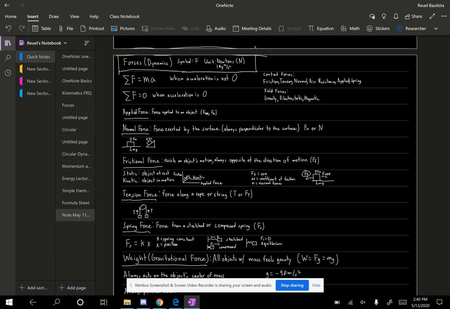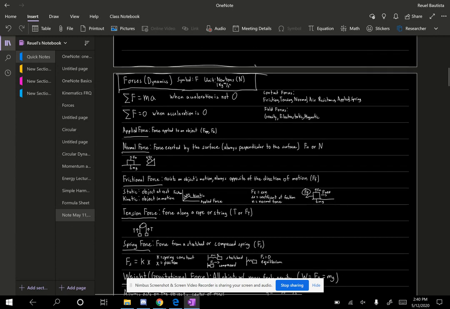So again, this is super important. Unless there is an unbalanced force, meaning one side is winning out, there will be no acceleration. If the net force is 0, there is no acceleration. That's where this comes from: the sum of the forces is equal to ma, and the sum of the forces is equal to 0. We use the sum of the forces equals ma when acceleration is not 0, and we use the sum of the forces equals 0 when acceleration is 0.